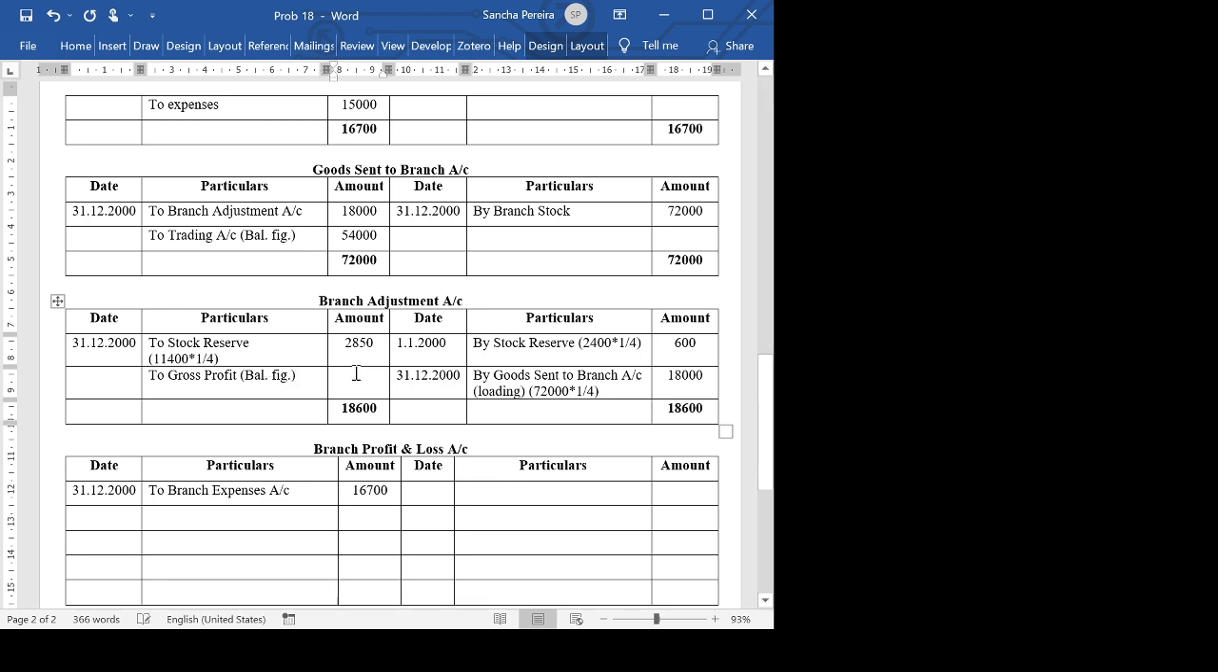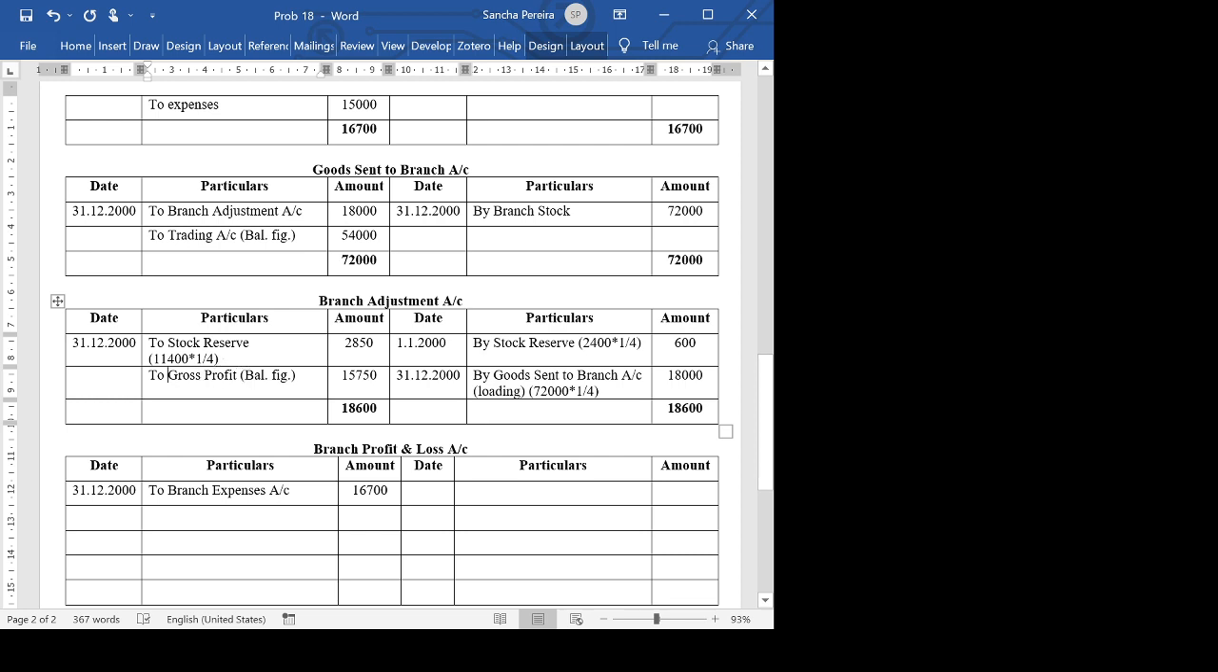And the amount is 15,750. Now I made a mistake. Okay, it is gross profit. So if it's gross profit, where should it come? Where should it be brought down? Trading account, gross profit. Once you calculate gross profit, where does it come? It comes down in the profit and loss, right?